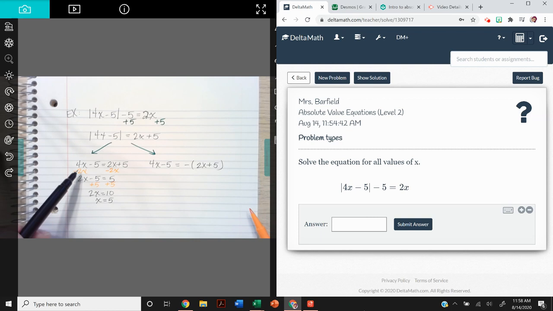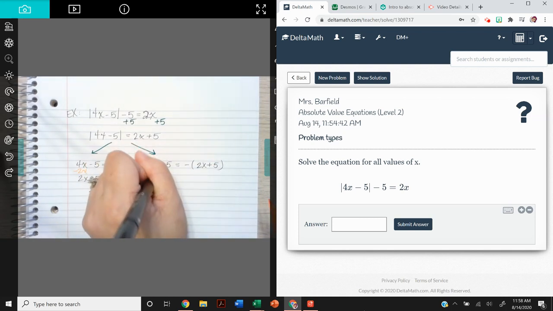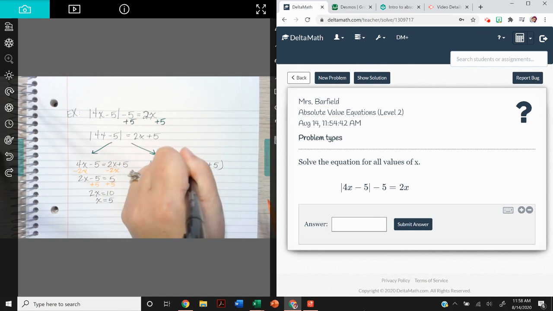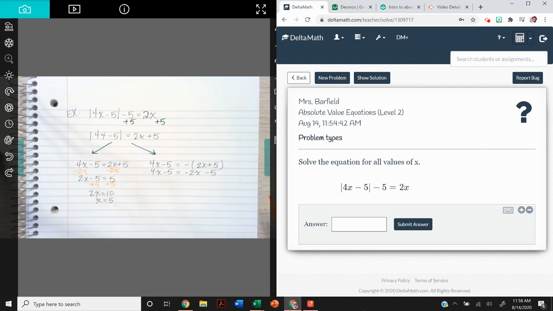You guys are welcome to skip these steps in orange, and I typically do as well if you look at work that I've done for myself here. But these kind of steps, I'll be honest, I show them. So I have to distribute. So 4x minus 5 equals negative 2x minus 5. What do I mean by you can skip steps? Well, I know if I add 2x to both sides, I get 6x minus 5 equals negative 5. If I add 5, I get 0. And then if I divide by 6, I get 0.